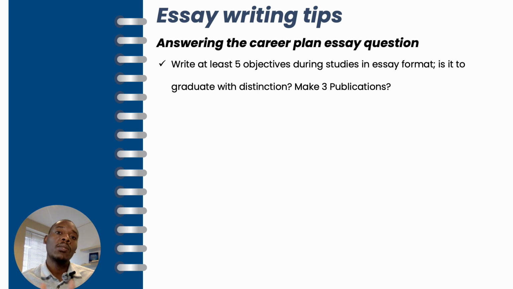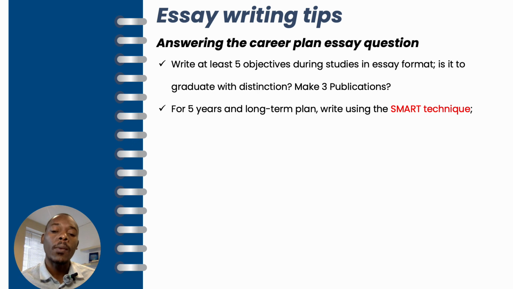But since this scholarship is more academically inclined, I would advise that you start by listing your academic objectives before you go to your extracurricular objectives. Then when it comes to your 5-year plan and your long-term plan, you need to write in a clear and concise manner, and you can use what we call the SMART technique as you are writing.